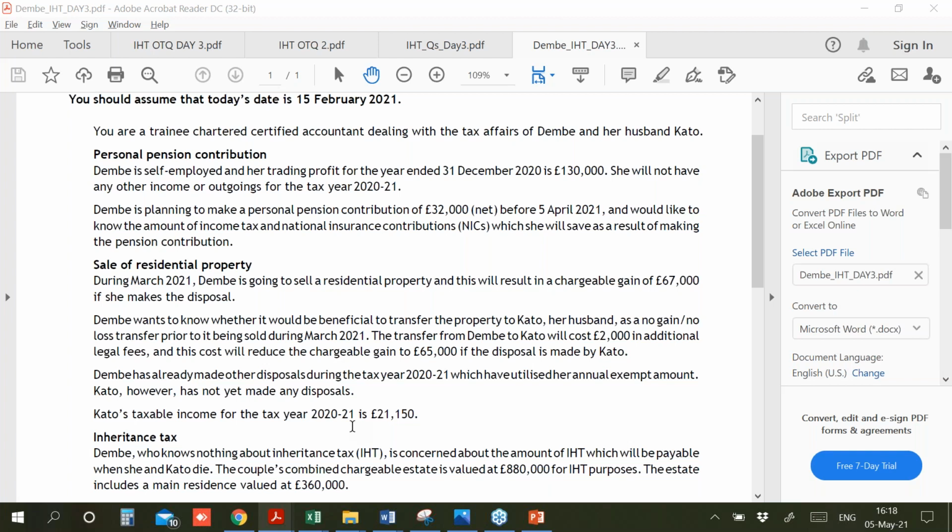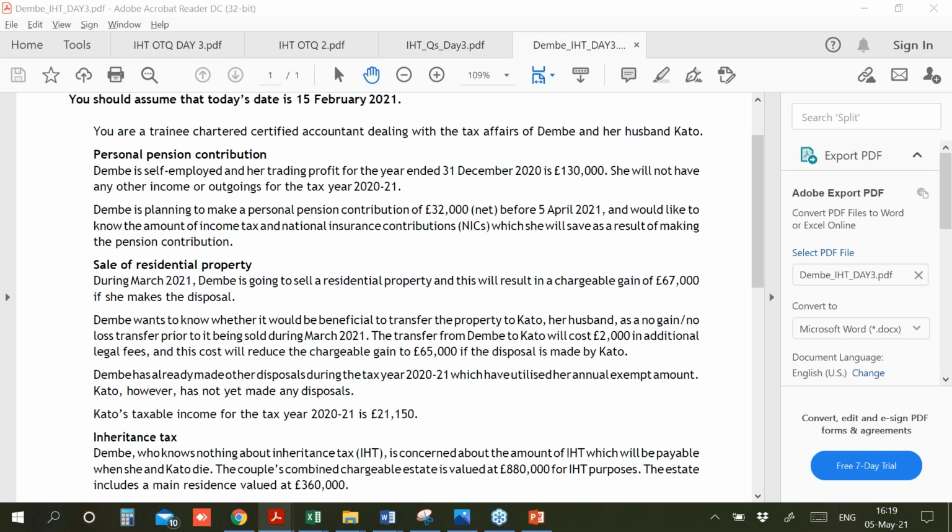There is one more advantage that Dembe can claim by making the 40,000 contribution. What is that, apart from band extension? Come on, guys. Think. I'm glad that two of the students have answered it very correctly. Yes, guys. Standing at 130, Dembe is not getting any of the personal allowance because once you cross around 125,000, you don't get any of the personal allowance.